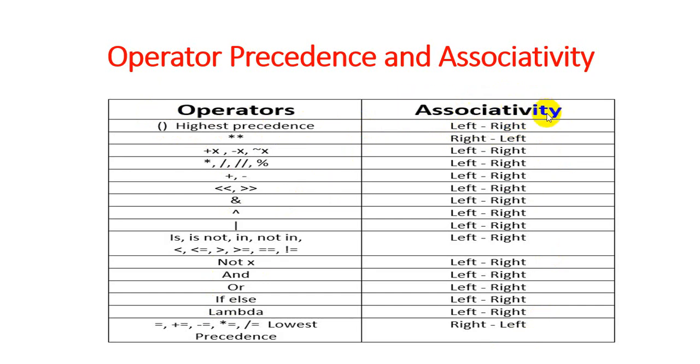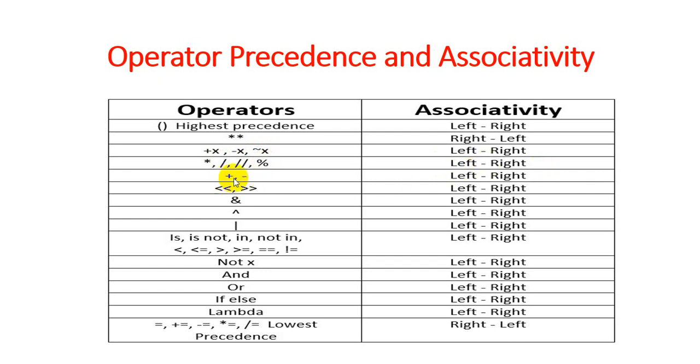Associativity means when two operators of the same priority are present in an expression, how they will be executed is mentioned in the associativity. Next, double star, the exponential, is right to left. Next, unary plus, unary minus and complement operator. The associativity is left to right. Next, multiplication, division, then the integer division and the modulo operator. Associativity is left to right.